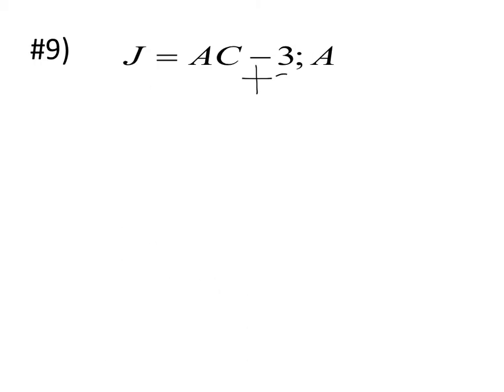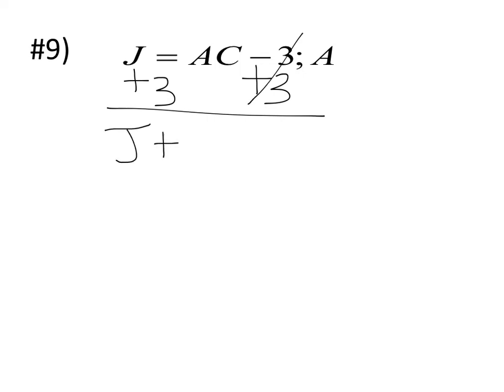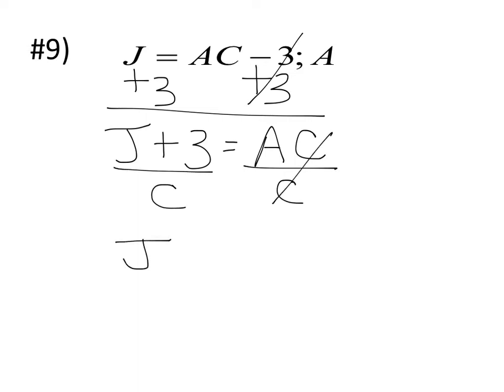Okay, then I just solve for a. So the first thing you're going to do is add 3 to both sides. You get j plus 3 is equal to ac. And then you're going to divide both sides by c. And you get j plus 3 over c is equal to a.